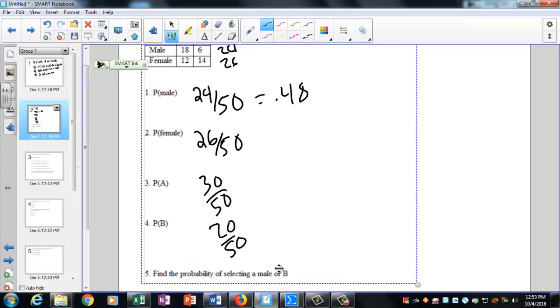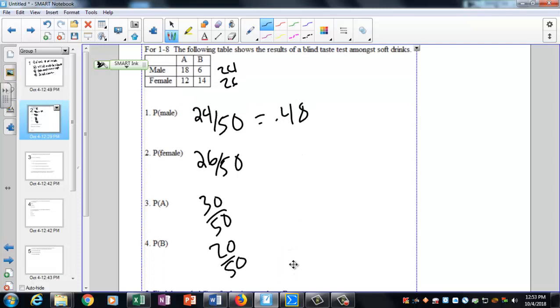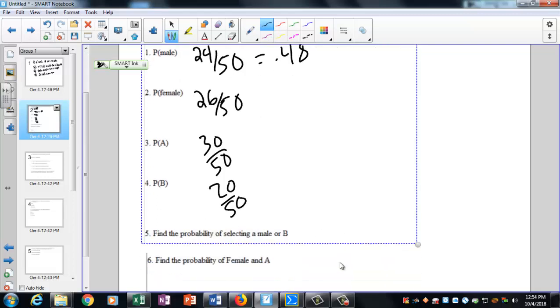Now, find the probability of selecting the male or someone who said B. There are 24 males in the group. And if it's not a male or someone who said B, there are 14 additional people who, while they're not male, did say B. So that makes the total number of males or someone who said B 38 out of 50. So the probability of selecting a male or B, 38 out of 50. Again, that's 19 out of 25 for those of you that are keeping track at home.